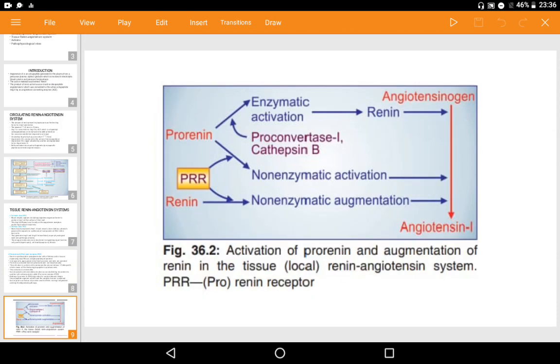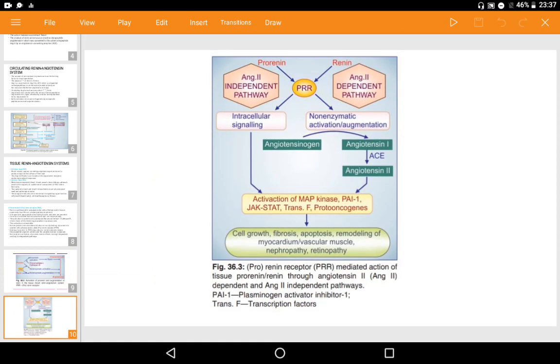So you can have the diagram showing how enzymatic activation from prorenin to renin, and PRR, this prorenin and renin help to convert angiotensinogen to angiotensin 1. Okay, just have a look at this diagram.